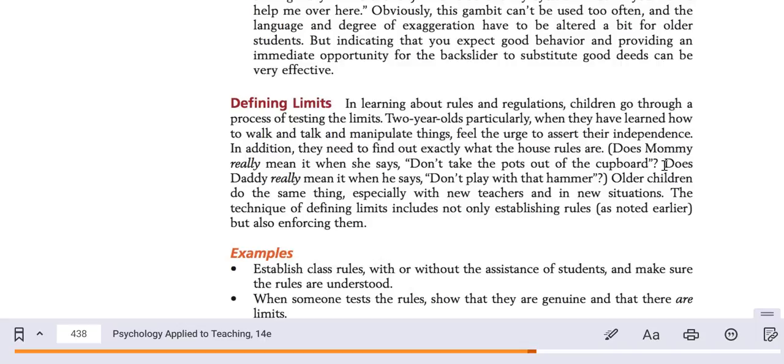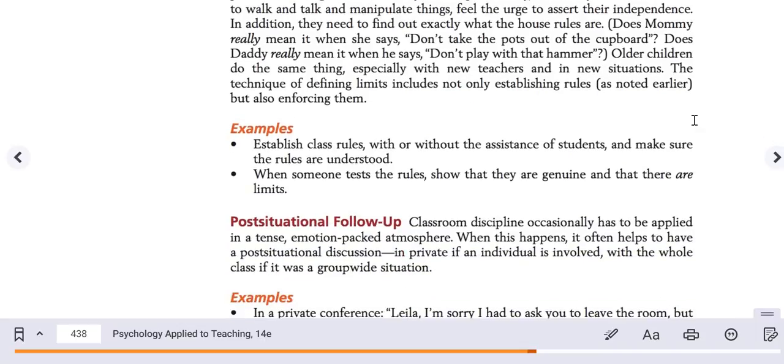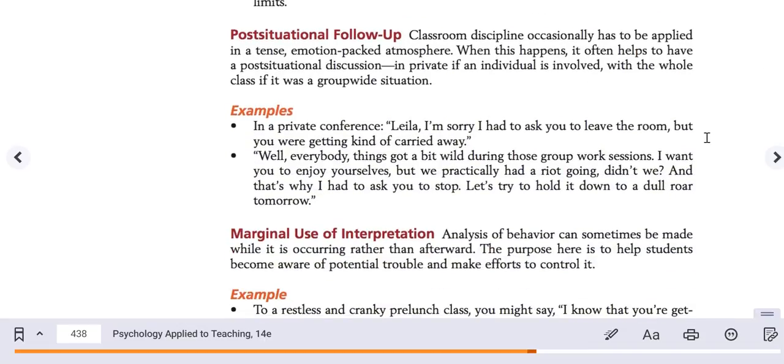The technique of defining limits includes not only establishing rules, as noted earlier, but also enforcing them. Establish class rules with or without the assistance of students and make sure the rules are understood. When someone tests the rules, show that they are genuine and that there are limits.